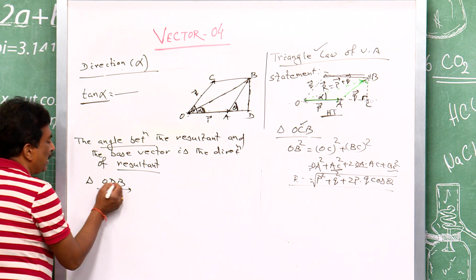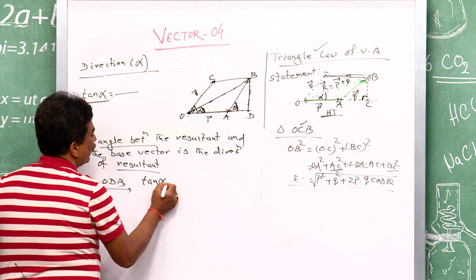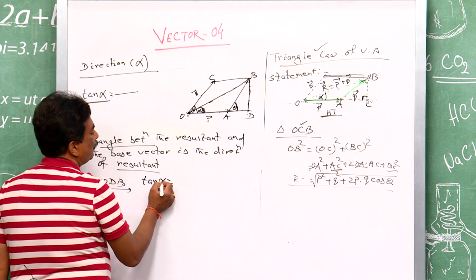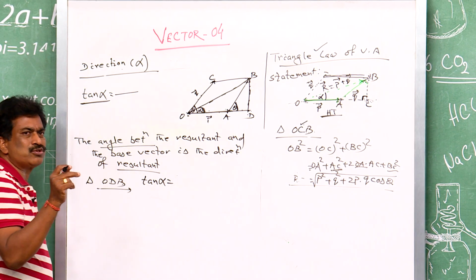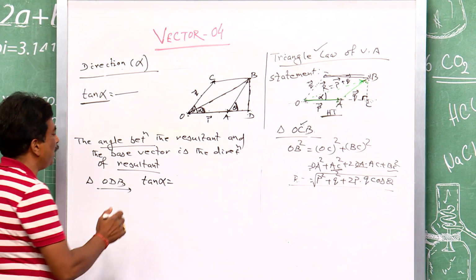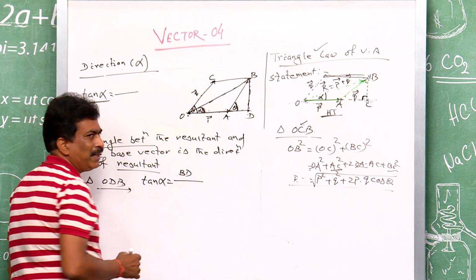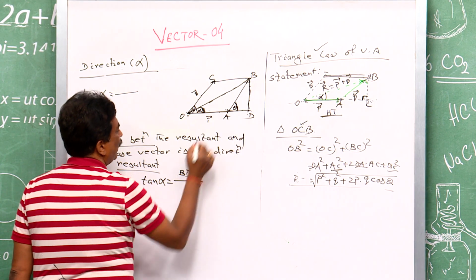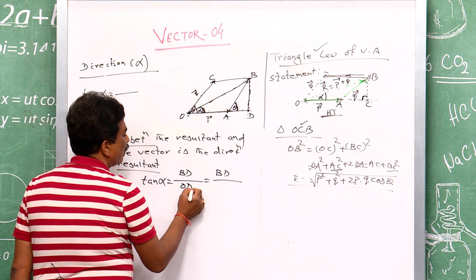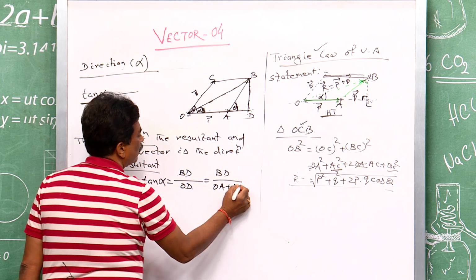So for the right angle triangle ODB, tan alpha is equal to P by B, because tan means sin by cos. Sin is equal to P by H, cos is equal to B by H. H will cancel, then that is P by B. So P means the perpendicular, that is BD, and B is the base, that is OD. So this is BD by OD. OD will be how much? OA plus AD.